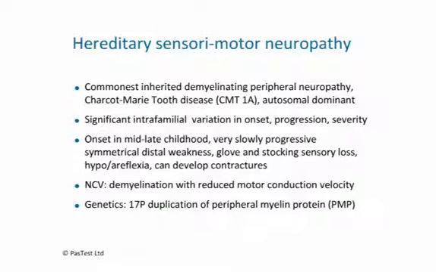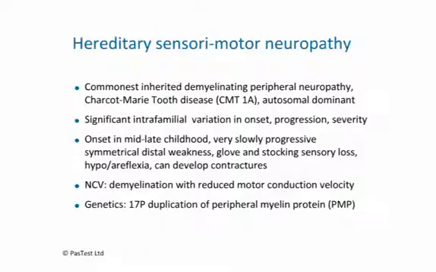The diagnosis is based on genetic testing, and 17p duplication of peripheral myelin protein or 17p duplication is the mutation to look for. The nerve conduction velocities will give a clue towards demyelinating neuropathy because the motor conduction velocity will be severely reduced, indicative of demyelination.